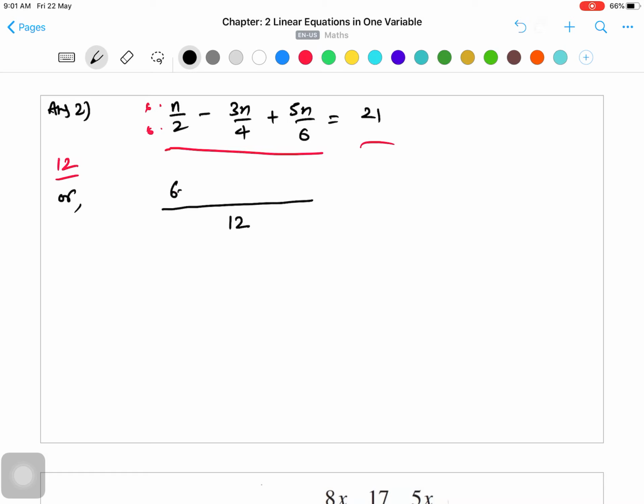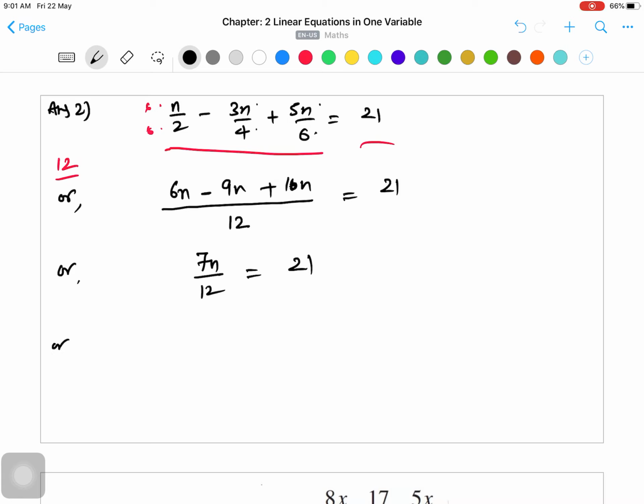It will be 6n minus, we need to multiply 3 here and 3 here. So it will be 9n plus, and we have to multiply 2 here and 2 here. So it will be 10n equals to 21. Or this 6n plus 10n will be 16. 16 minus 9 is 7n by 12 equals to 21.